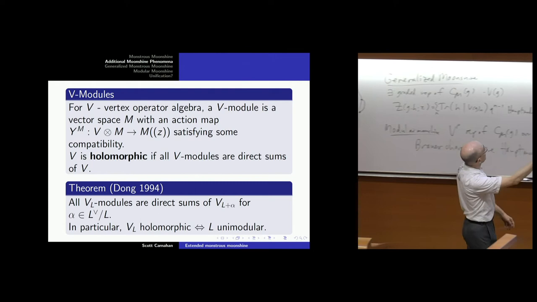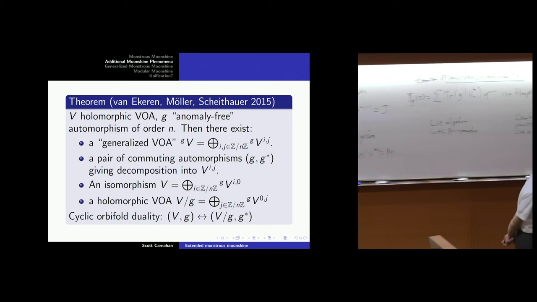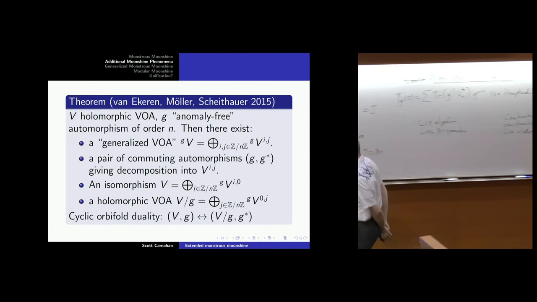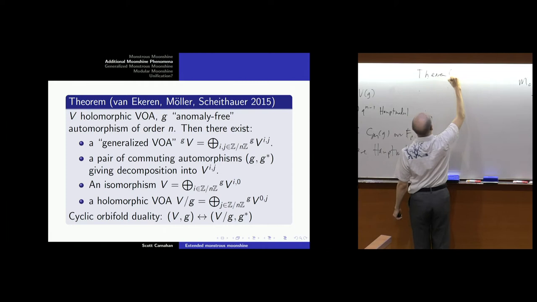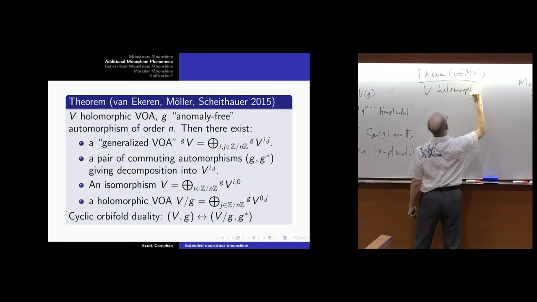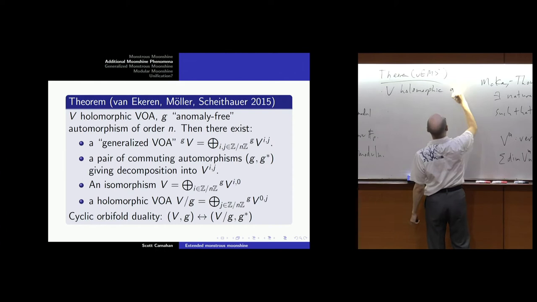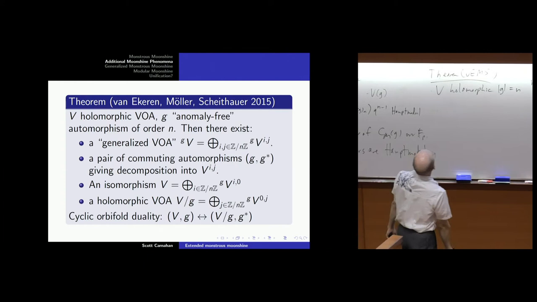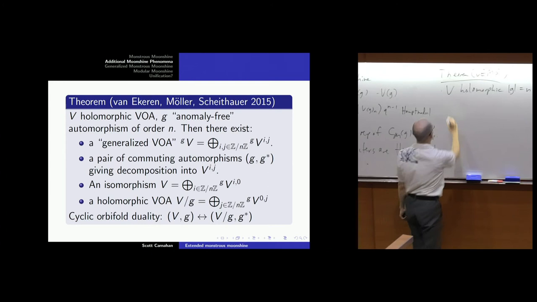And so the cyclic orbifold theory is the following. So there's a theorem of Van Ekeren, Möller, and Scheithauer, which is that, well, if V is holomorphic, and g is a suitable element of order n, I'm going to ignore the anomaly-free condition, then there exists some sort of a generalized vertex operator algebra, and it's graded by Z mod nZ.